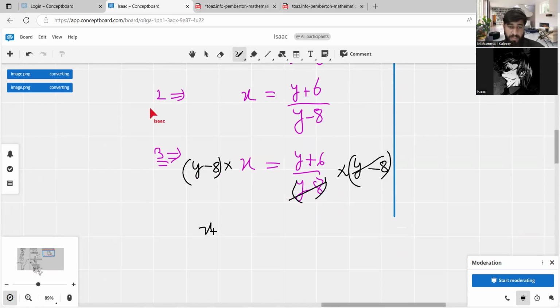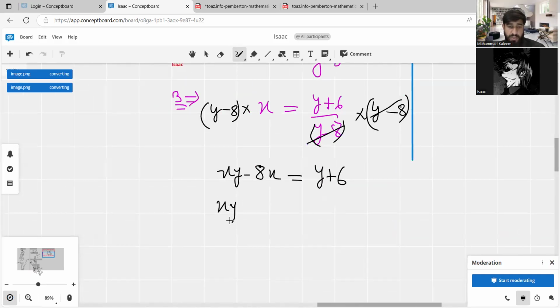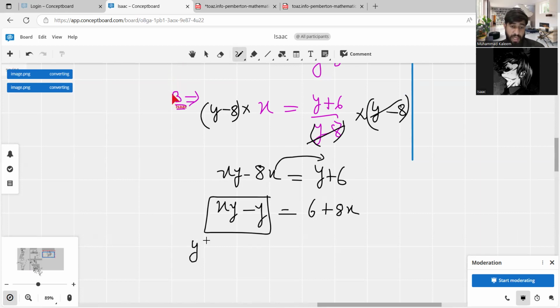And on this side, it will become xy minus 8x is equal to y plus 6. Now we will combine the y terms on one side, xy minus y. In parallel, I will move this x term on this side as well. I will take only those terms on one side of the equal in which we have a y. Do you understand what I mean? Yeah. Okay.